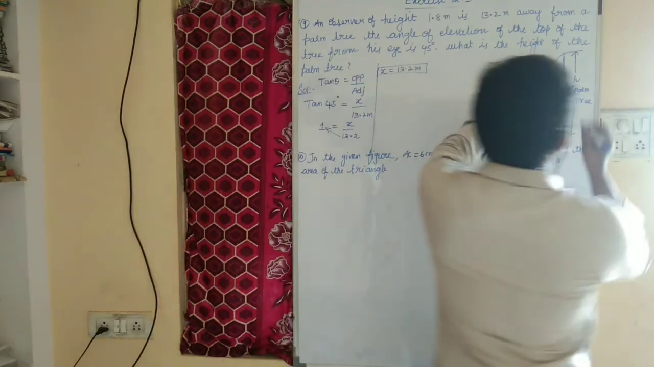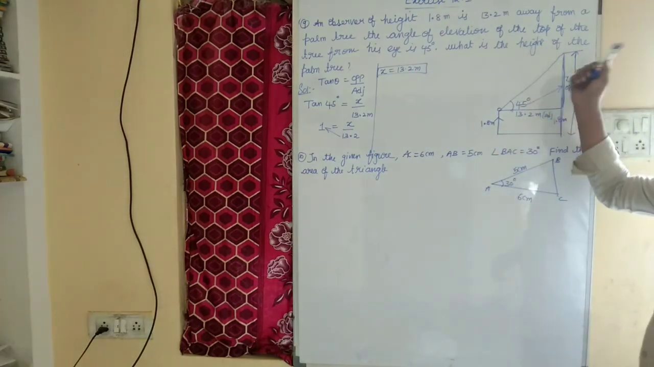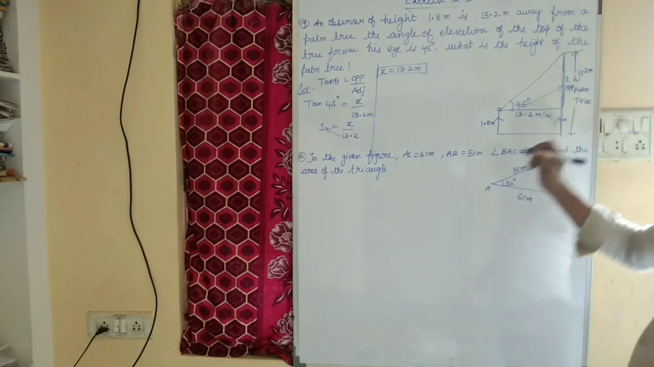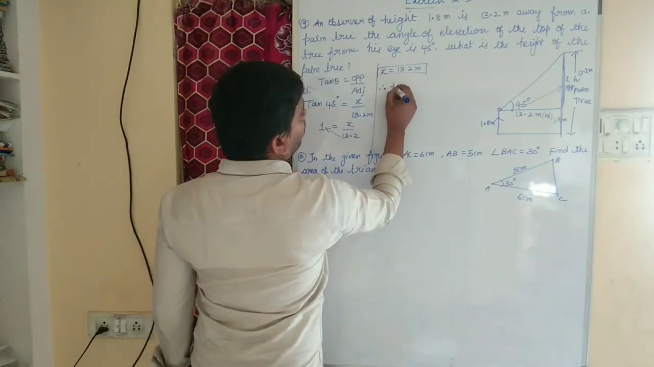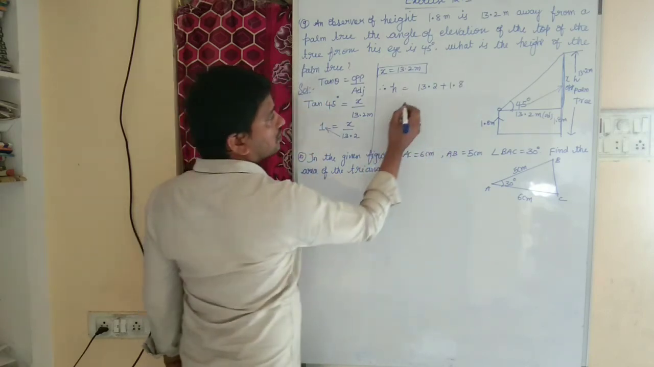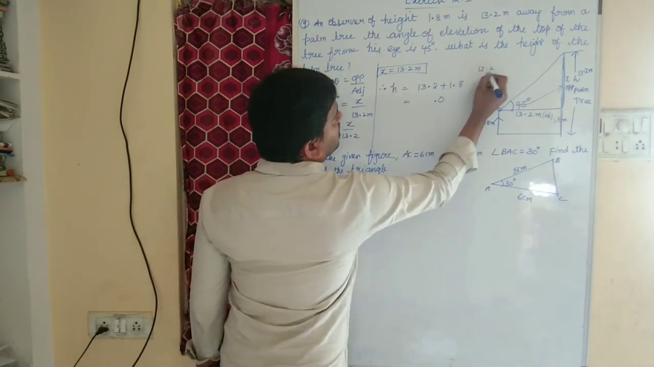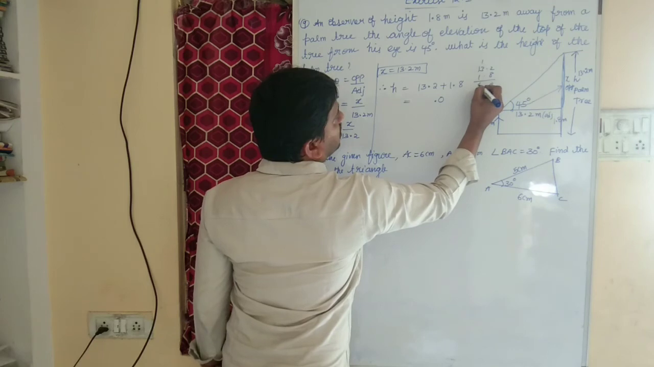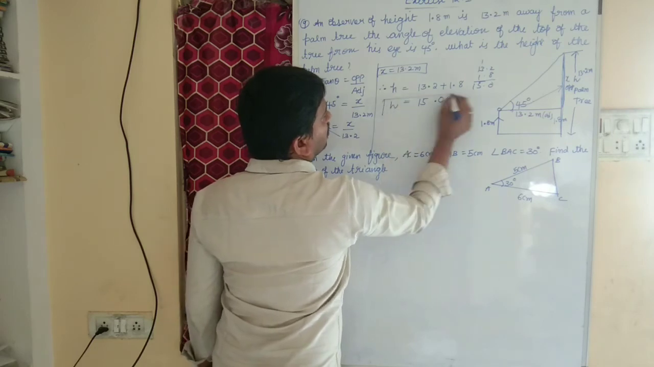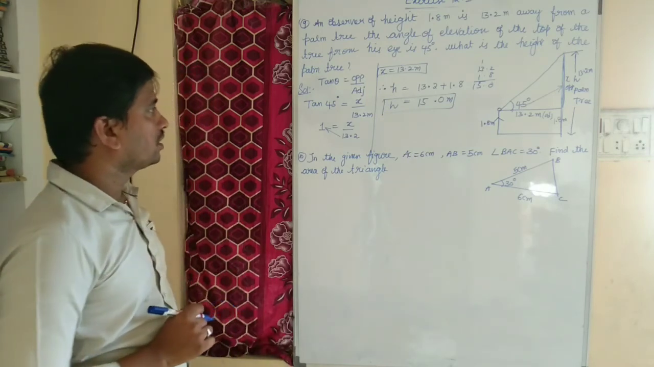So this height is how many meters? This will be 13.2 meters. But they are asking what is the height of the palm tree. Height of the palm tree is nothing but this part plus this part, therefore the height of the palm tree is equal to 13.2 plus 1.8, which is 15 meters. So what is the height of the palm tree? The height of the palm tree is 15 meters. So that is our 9th question.